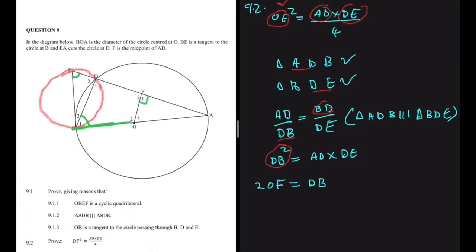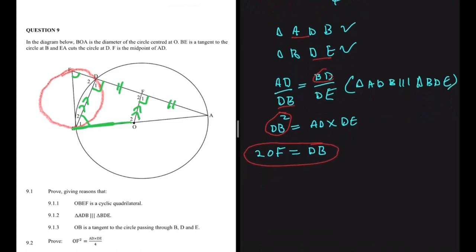But then also D1 is 90, because it's been subtended by the diameter, right? So if F1 is 90 and D1 is 90, then we know that OF should be parallel to DB. OF is parallel to DB. But because F is the midpoint of AD, then we have AF being equal to FD. If AF is equal to FD, then OF should be half of DB. So that is why here I'm saying that 2OF is equal to DB, right?